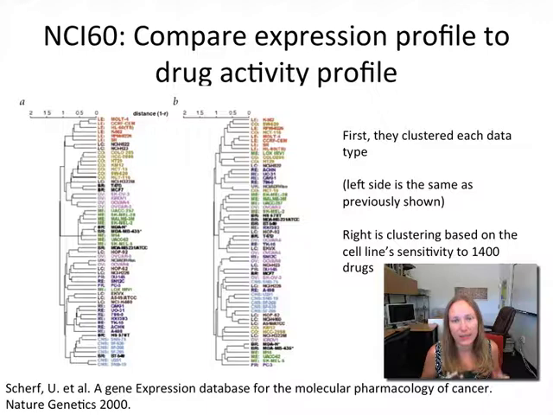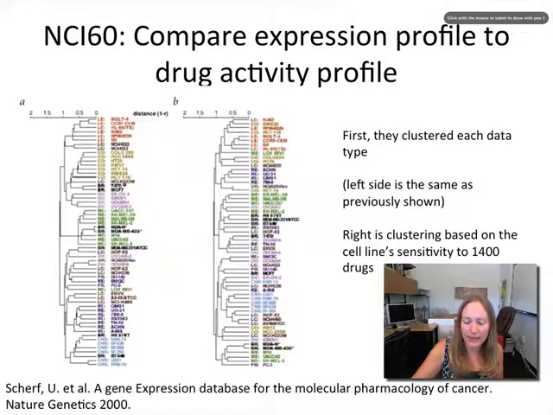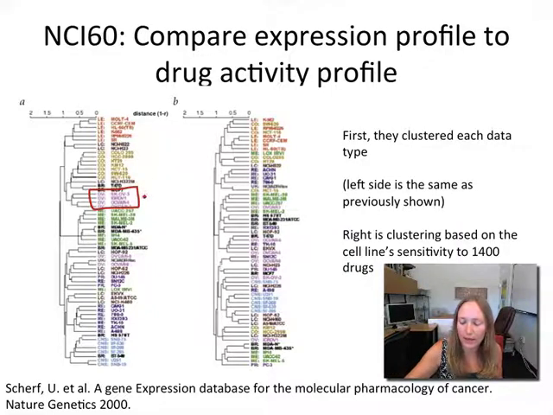So then we want to take these two data sets and compare them together. So we're comparing the expression profile, which I showed you before with the clustering, to the drug activity profile, those measurements of which drugs are more effective in which cells. So on the left here, this is exactly the same clustering situation that I showed before. It's just been rotated a little bit. Here's the ovarian, just to reference you. And here's a couple more ovarian down here in purple. The renals are here in orange. And these cell lines are color-coded by their tissue of origin.